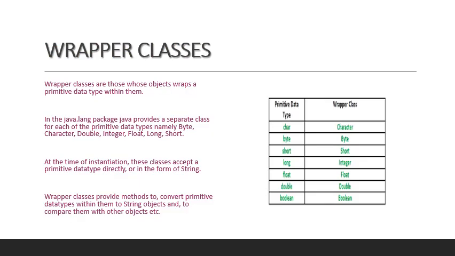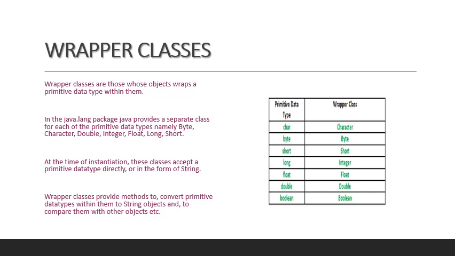So next come to the topic wrapper classes. What are wrapper classes? Wrapper classes are those whose objects wrap the primitive data type within them. In the java.lang package, Java provides a separate class for each of the primitive data types, namely byte, character, double, integer, float, long and short.